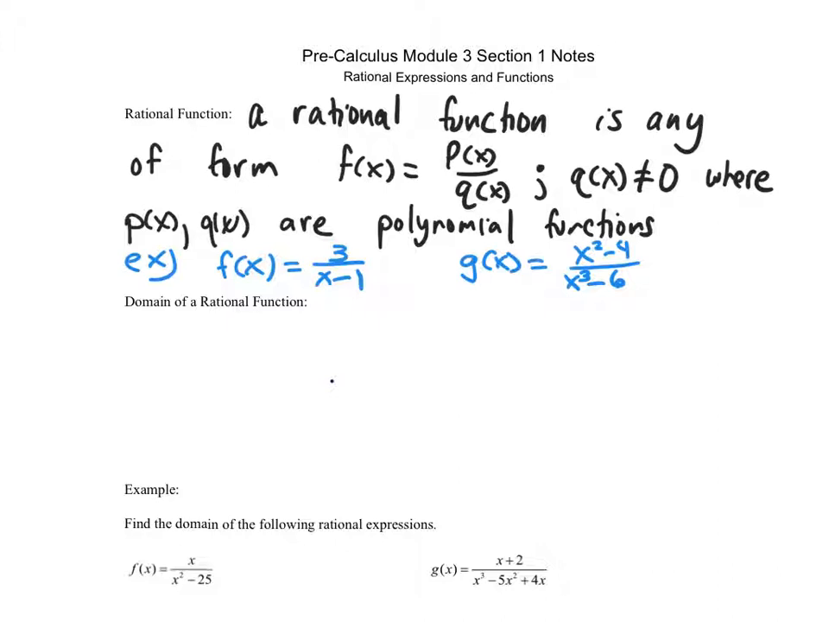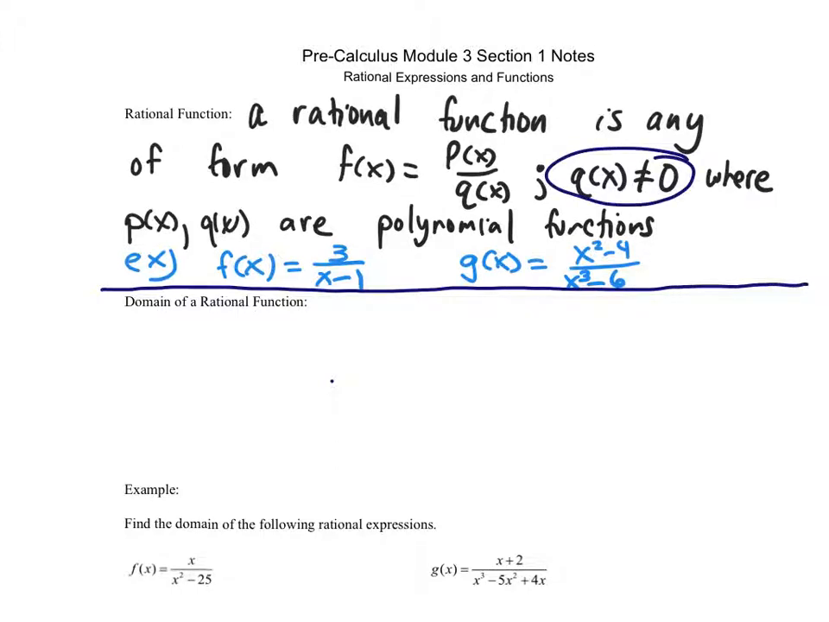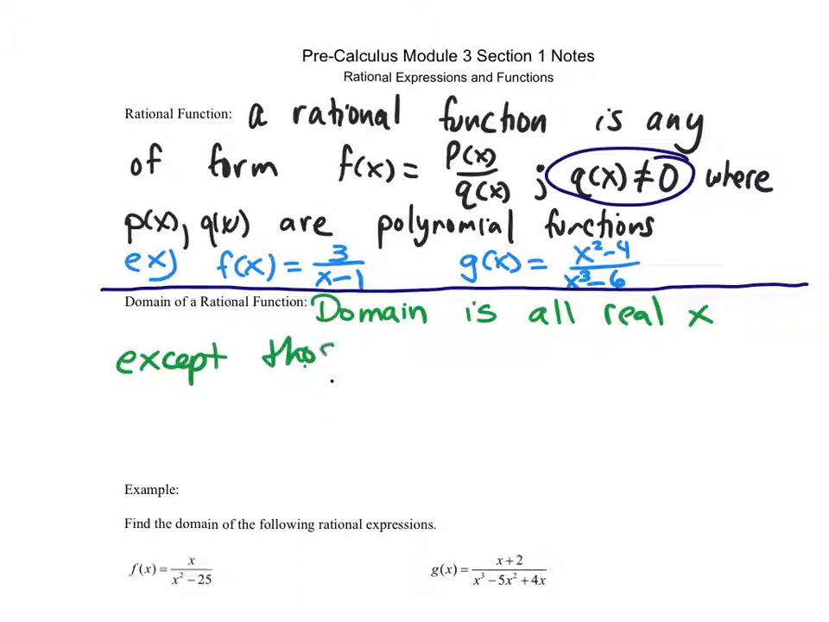Now, earlier we said in the definition that it was a quotient of two polynomial functions, but q of x couldn't be 0. That's simply because you can't have the bottom of the fraction be 0, since you can't divide by 0. And that leads us into our discussion of the domain of these functions, which is a really important thing. Just like any reciprocal function we talked about earlier in the course, the domain is all real numbers except for those x that will make the denominator 0. If it makes the denominator 0, then we have to exclude it.